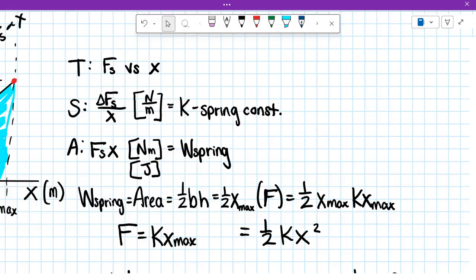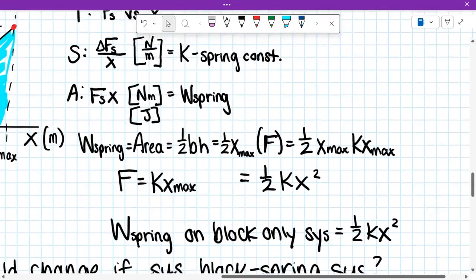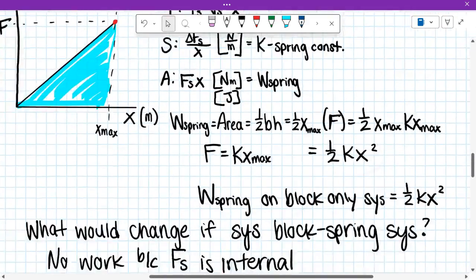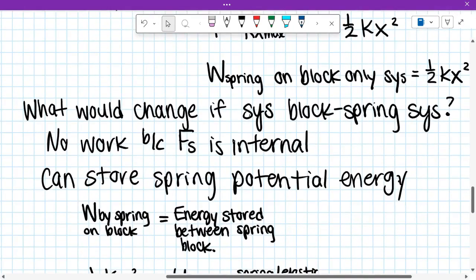And that's true whether I have a graph or just a regular spring. So that's kind of the shortcut. We just derived the equation for the work done by a spring. So that means the work by the spring on the block-only system is 1/2 kx squared. So how might our system change if we are in the block-spring system?